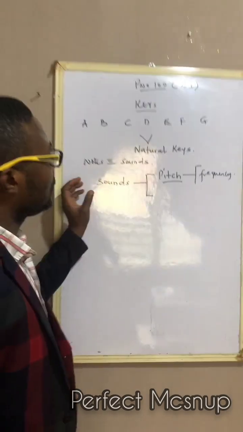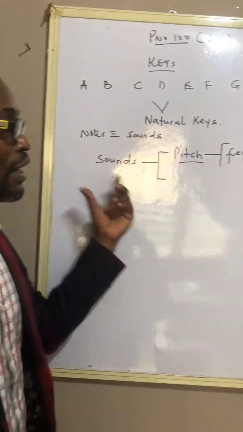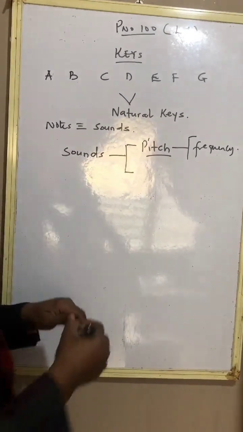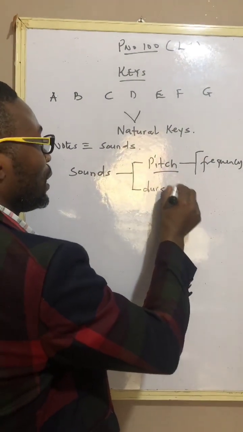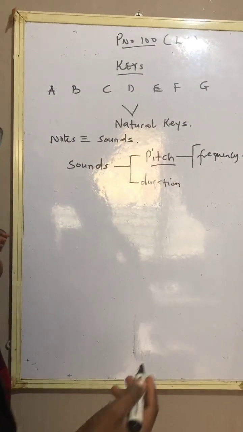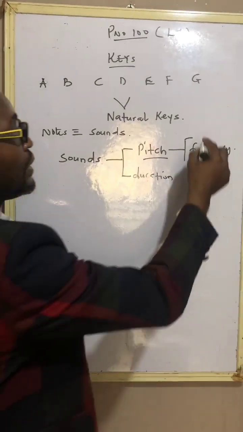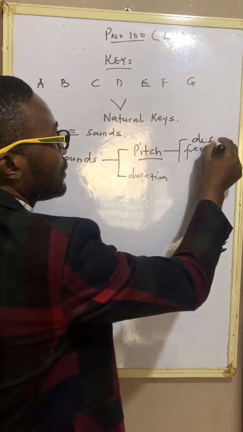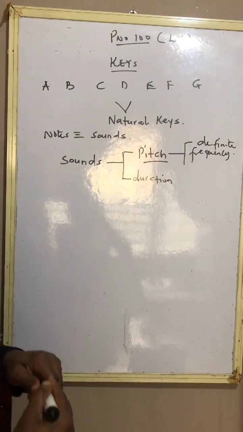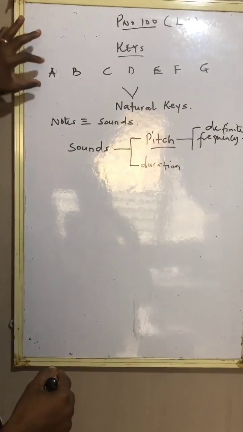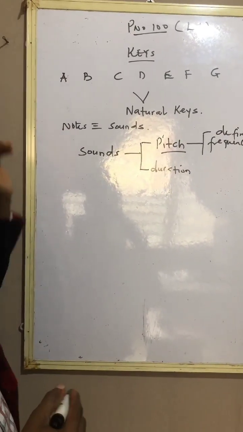So sounds in music are defined by pitch and duration. Every sound has a particular pitch and also a particular duration. The pitch here is a definite frequency, like we found when we went to the keyboard earlier on, and we heard A, we heard B, we heard C, and so on.